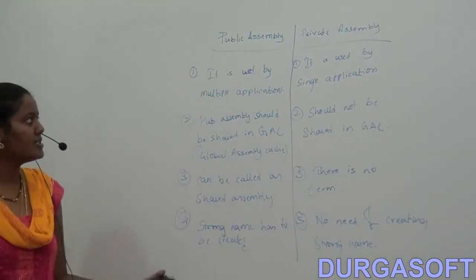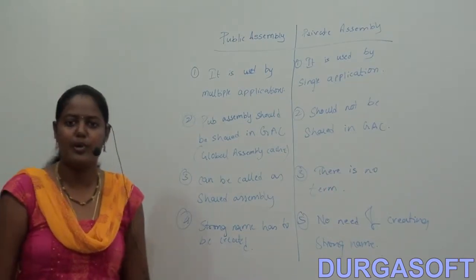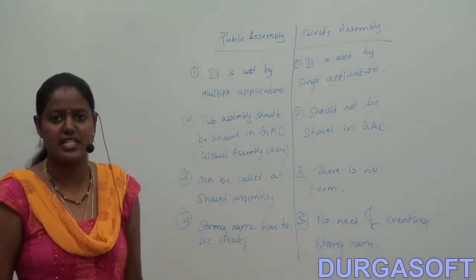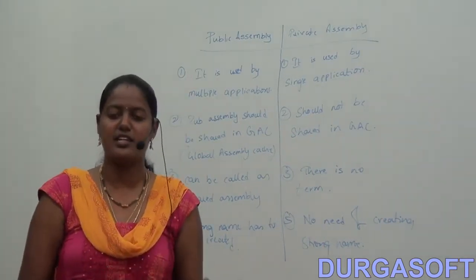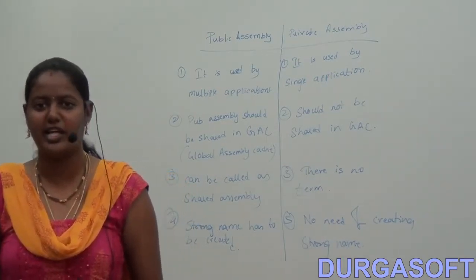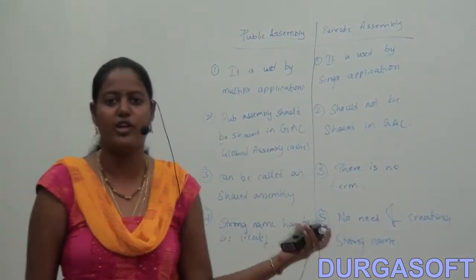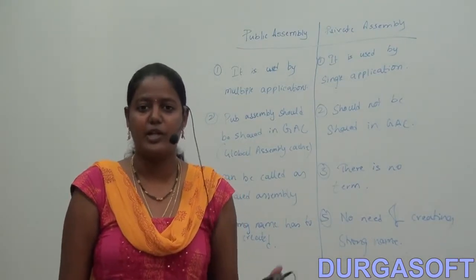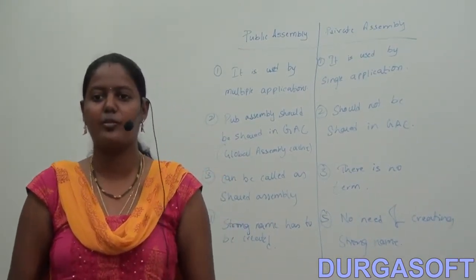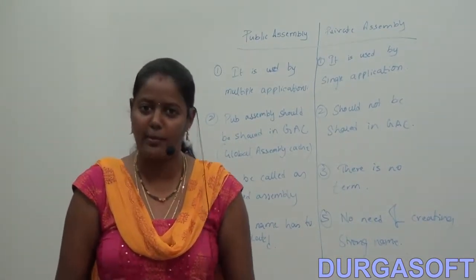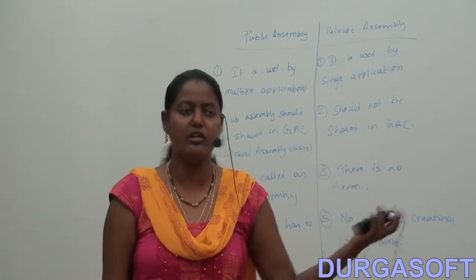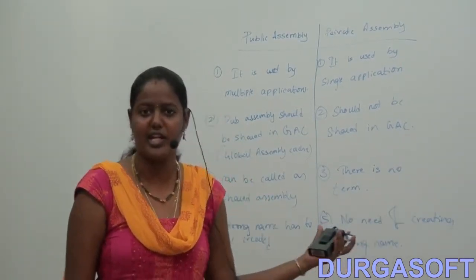And the other difference is, the location of public assembly is the root folder. That is, in the C drive Windows folder, you will have the assembly folder. That is the location of the public assembly. Whereas the location of the private assembly is its own application folder or subfolder.